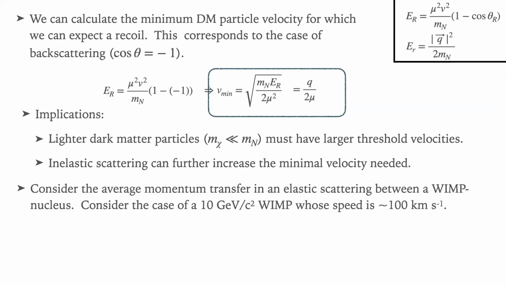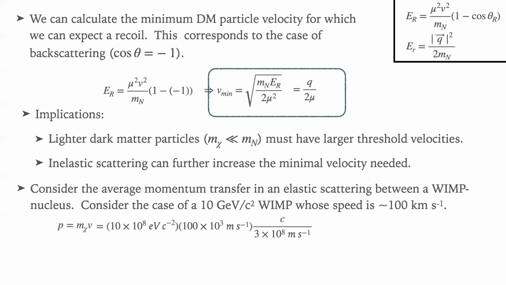We also then want to think about the average momentum transfer that you have in elastic scattering between a WIMP and a nucleus, right? So this momentum transfer is going to tell us something about what is the energy scale that we're measuring or trying to measure in the detectors. So here I'm going to just consider the case of a 10 GeV WIMP whose speed is 100 kilometers per second. And so again, this is just non-relativistic kinematics.